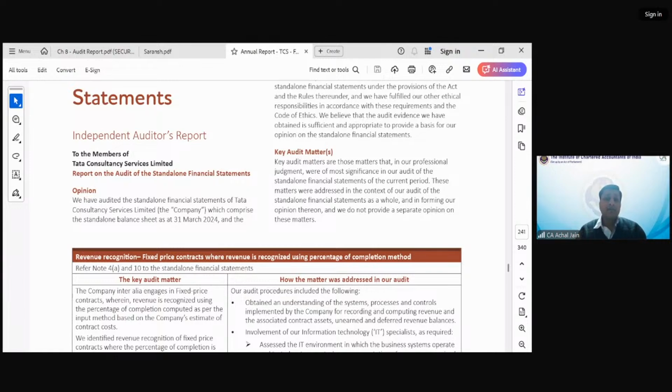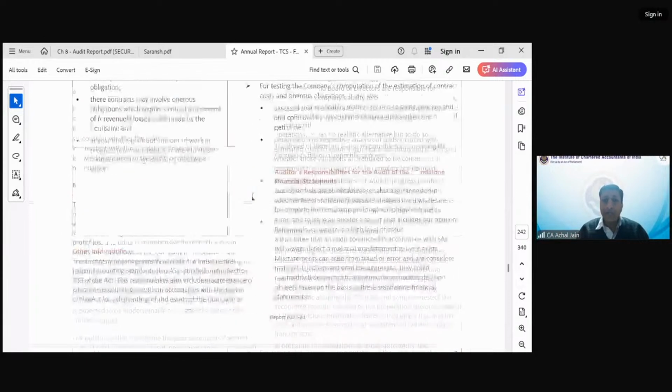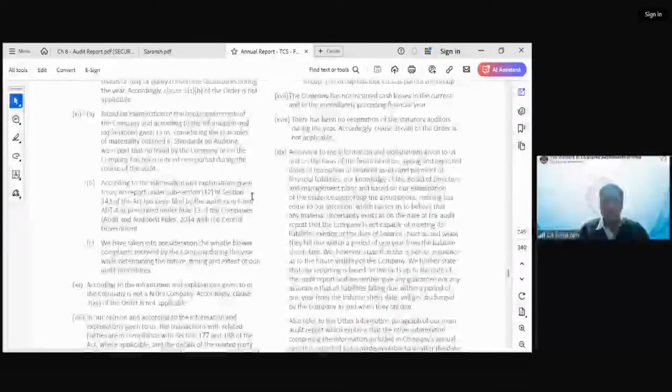Third, if you look at the CAM, it gives the reference to these two notes. Now, what is the relevance of this? In these two notes in the financial statements, these items would have been explained, so you can go check that. Notes 4A and 10. So let's go look at 4A and 10. We'll have to go to the financial statements.